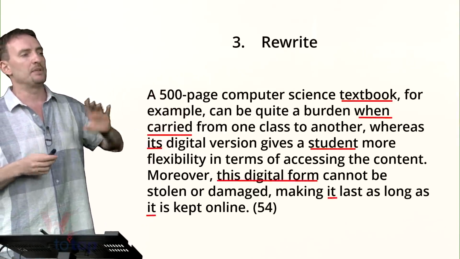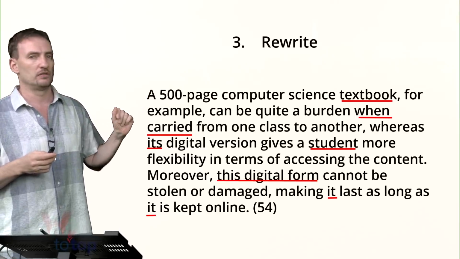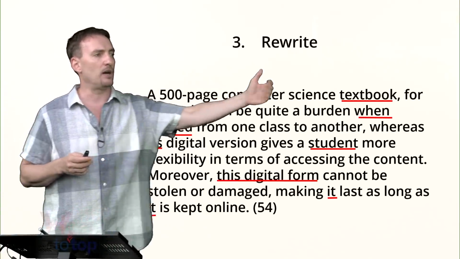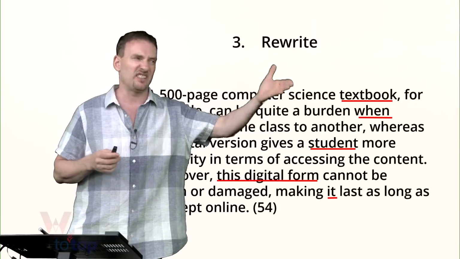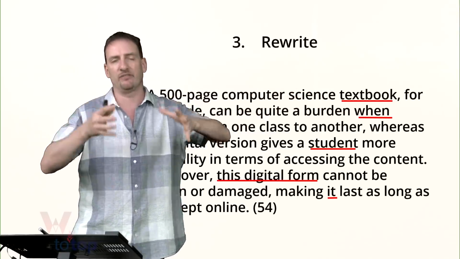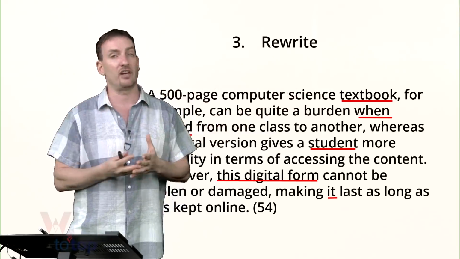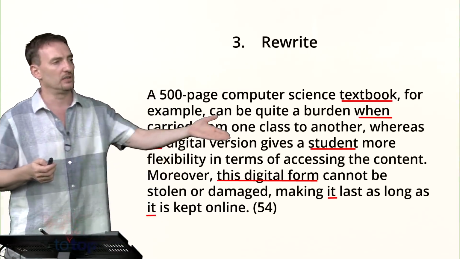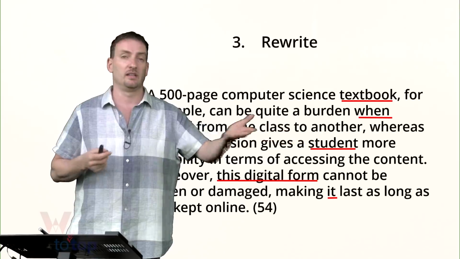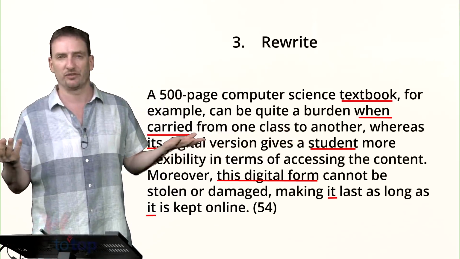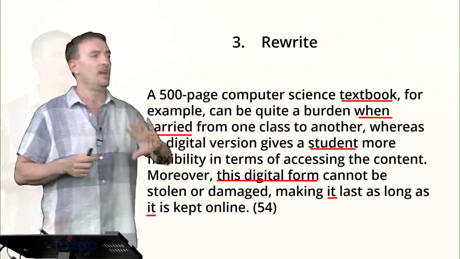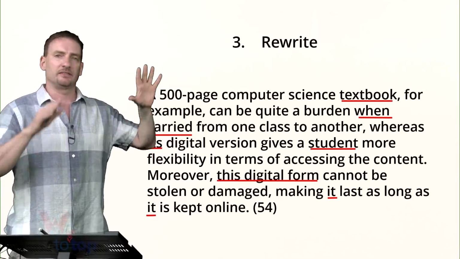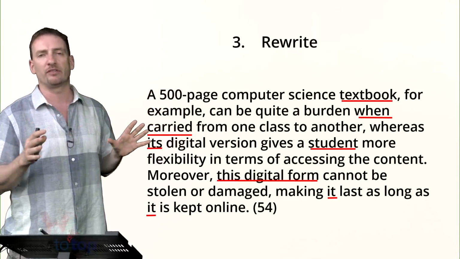Now, how many times do you see the word book? I had 4. Now I have 1. And not just book, textbook. I'm being very specific to the context of education. Textbook. How many times do you see the word student? Again, just once. At some point, I have to mention the students. Once is enough. Everything else is pronouns and some sort of restructuring.